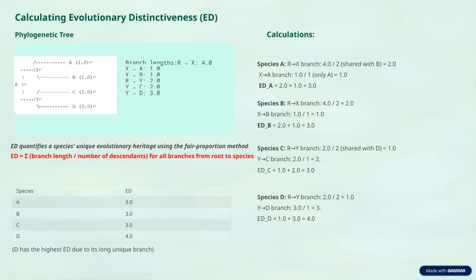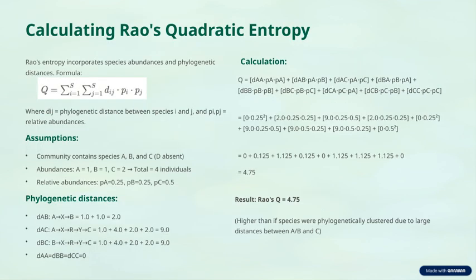Overall, this method helps us quantify how much unique evolutionary heritage each species carries, which is crucial for prioritizing conservation efforts and understanding biodiversity. Now, let's walk through how we calculate Rao's quadratic entropy, or Rao's Q. This measure considers not just how many species are present, but also how related they are phylogenetically, as well as their relative abundances. Essentially, it captures the diversity in a community by combining evolutionary distances with species abundance data.